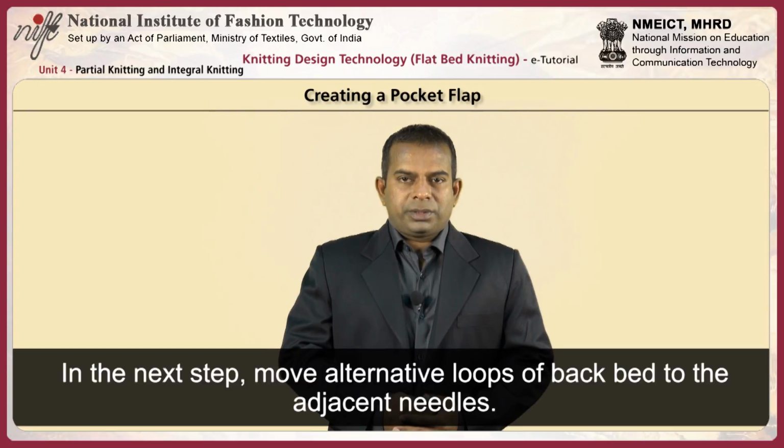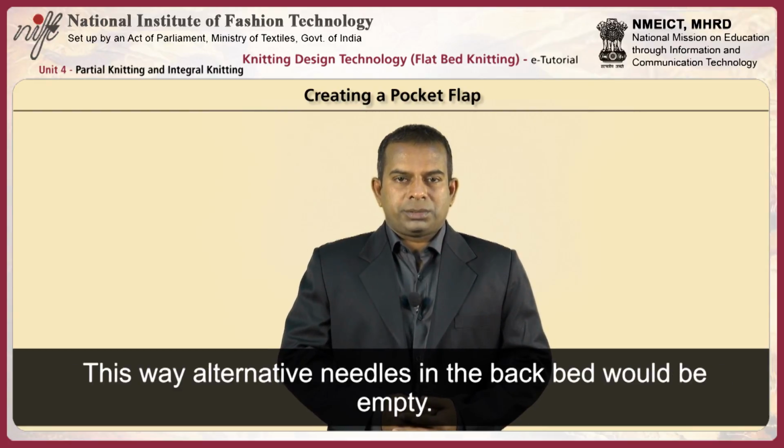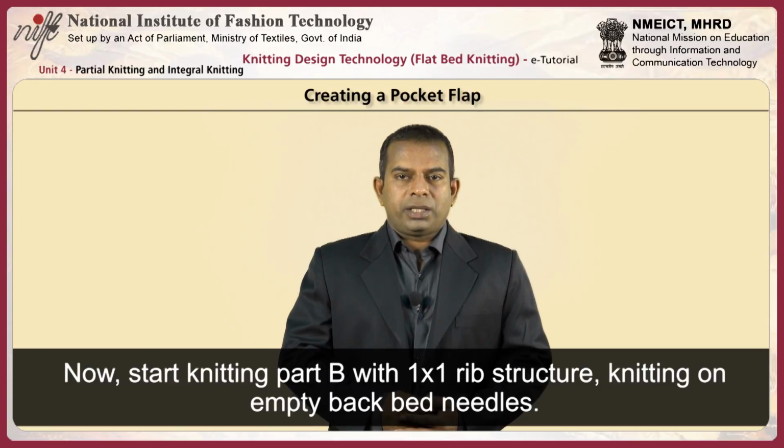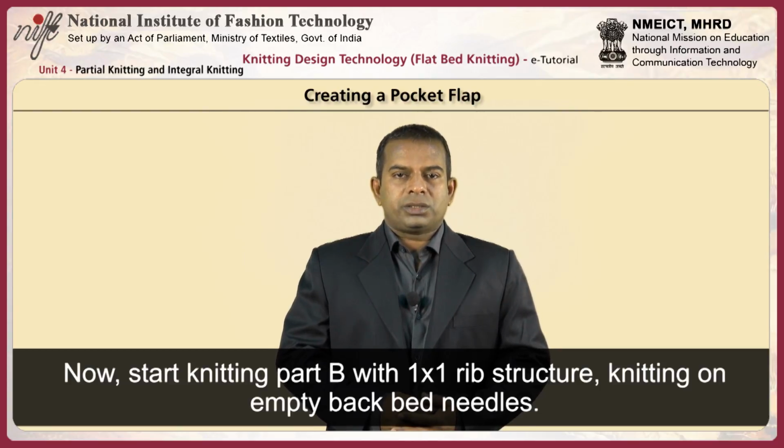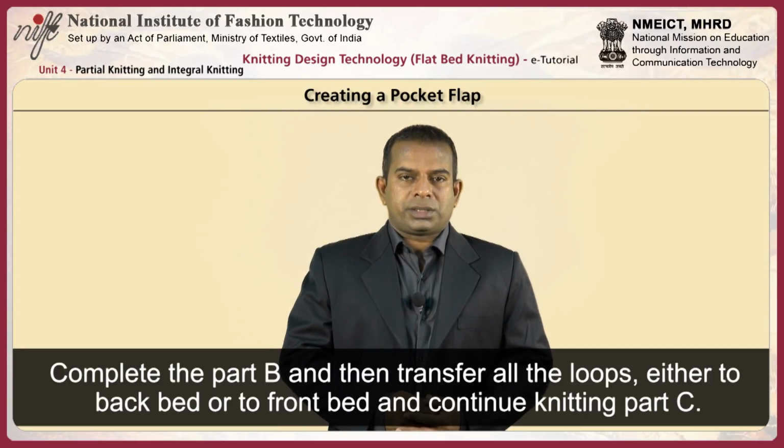In the next step, move alternate loops of the back bed to the adjacent needles. This way, alternate needles in the back bed would be empty. Now start knitting part B with 1 by 1 rib structure, knitting on empty needles of the back bed. Complete the part B and then transfer all the loops either to the back bed or to the front bed and continue knitting part C.